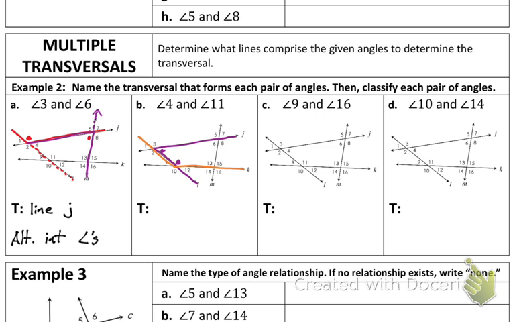So our transversal must be one of these 3 lines, and our transversal is always the one that connects them. And that would be what, L? So that would be line L. And these would be same side interior angles. Why don't you take a second and try the next 2. We're going to try C and D.